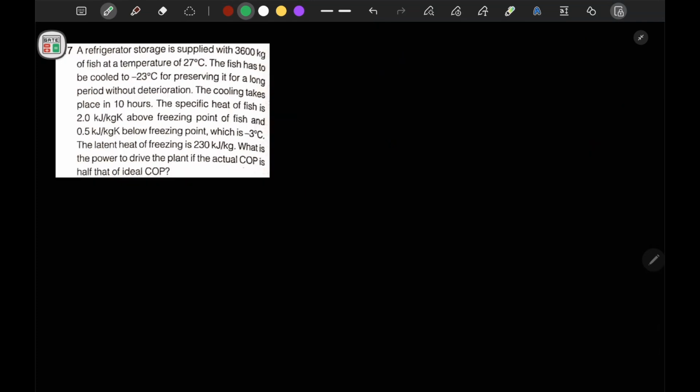Now our next question, question number 17. It is mentioned that a refrigerator storage is supplied with 3600 kg of fish at a temperature of 27 degrees Celsius. The fish has to be cooled to a lower temperature. So first let's draw our refrigeration. This is our T1, that is the outside temperature. This is our refrigerator, and then this is our storage tank.